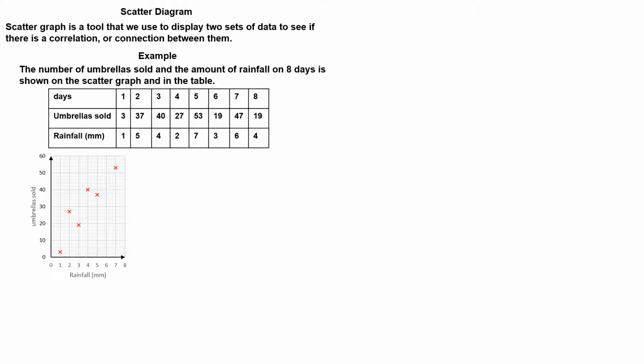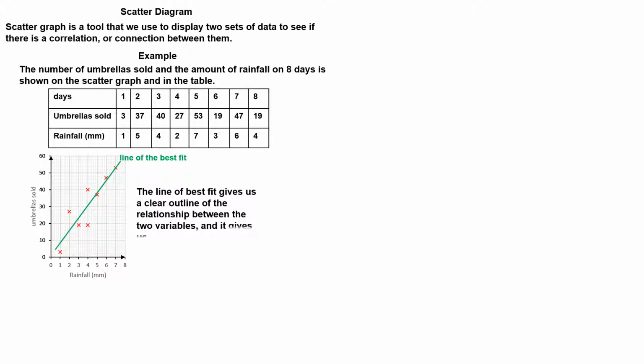We can also draw a line of best fit on our scatter plot. It should have roughly the same number of points above and below it. The line of best fit gives us a clear outline of the relationship between the two variables, and it gives us a tool to make predictions about future data points.